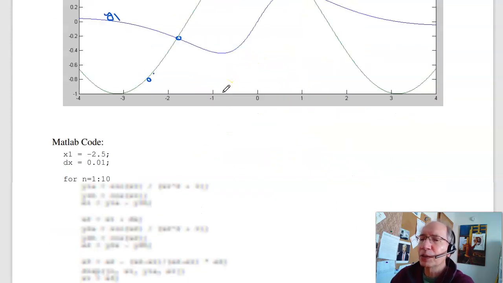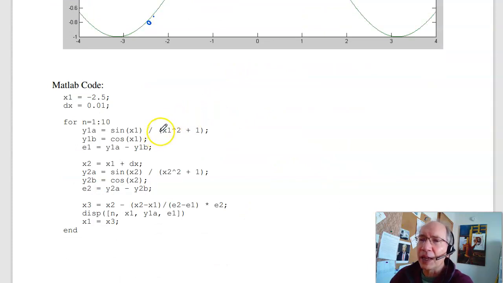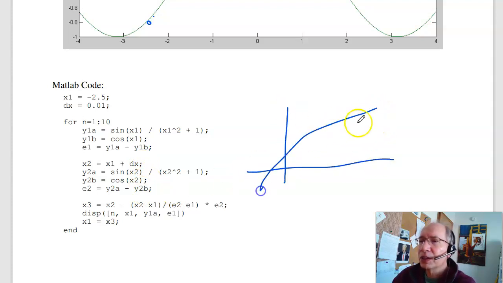That's Newton's method. In MATLAB, it looks like this. I've got my first function, second function, there's the difference. Perturb it slightly. My perturbation is 0.01. Calculate the first function, second function, find the difference. And now, if I have 2 points, there's my function. Here's the first point, x1, y1. Here's my second point, it's actually over here, x2, y2. If I draw the straight line and intersect, that guy right there is x3.